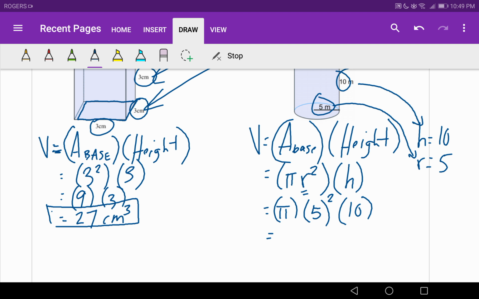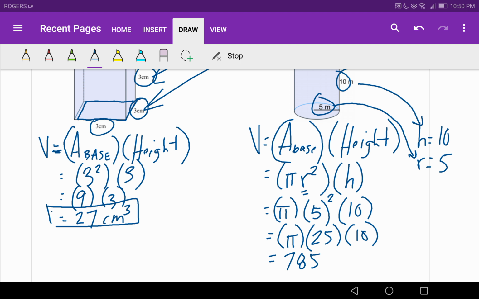Remember, pi is 3.14, but let's do my exponent first, follow BEDMAS before I multiply. So I have to do 5 squared first. That equals 25. Now you can pull out your calculator and just multiply the three numbers together: 3.14 times 25 times 10. No decimal places. Your final answer should round to 785.